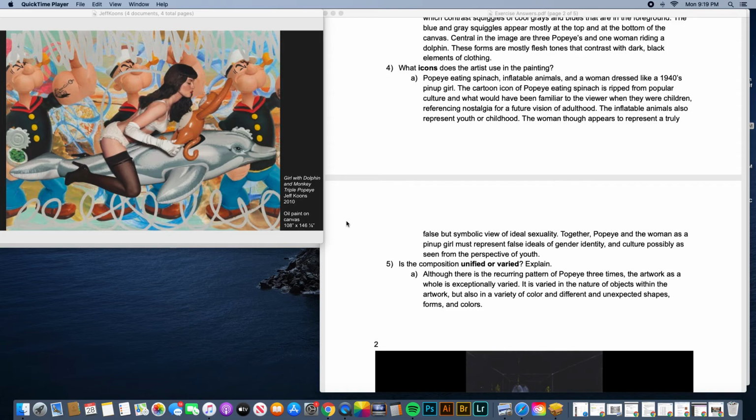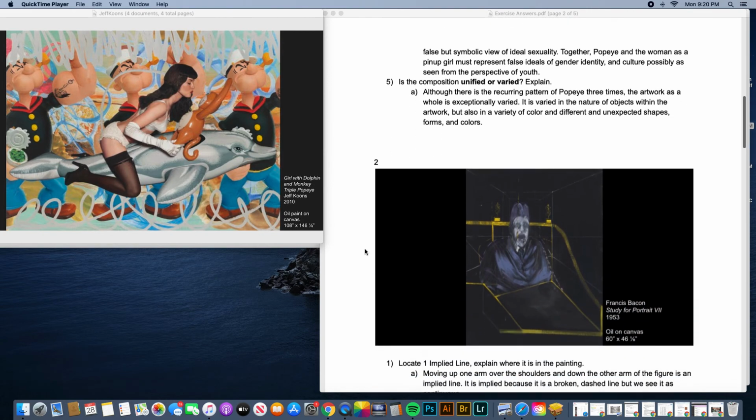Everything else is unexpected, meaning the shapes, the objects painted, things like that relate to something that you could describe as varied.